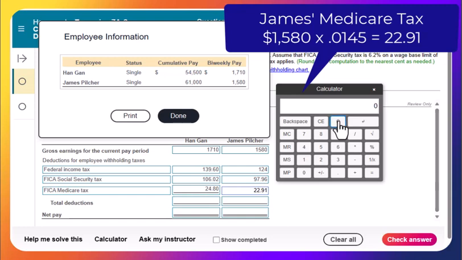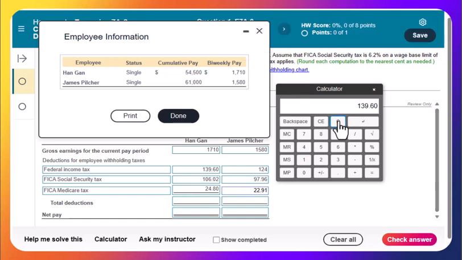Okay, and then let's clear this out and add our deductions there. So start with Han here. So we'll go ahead and add the 139.60 plus 106.02 plus 24.80. That's going to equal 270.42. And go ahead and populate that in. And then we'll go ahead and do the same here for James and add his deductions as well, these three. So 124 plus 97.96 plus 22.91. That's going to equal 244.87.